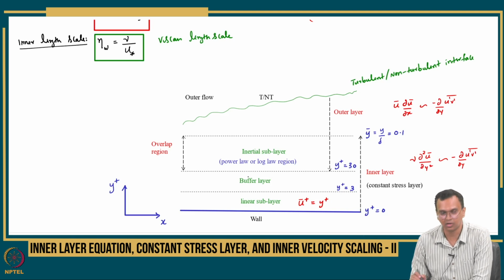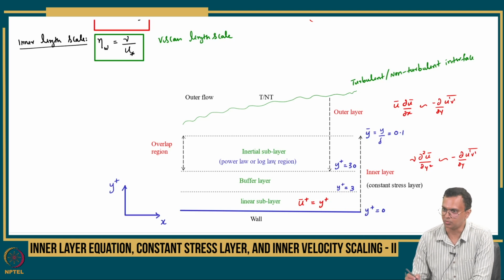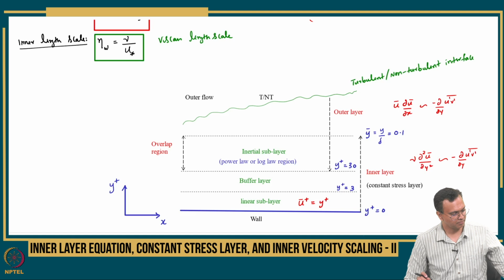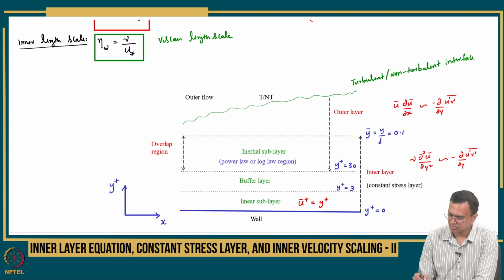So now we quickly take note of these three layers, that is linear sublayer, buffer layer and an inertial sublayer. This inertial sublayer, or this overlap zone, also has a name, which is, some people call it power law zone or a log law zone. So there is a logarithmic law. What is this logarithmic law or power law? We want to relate this u bar in a logarithmic of y plus or a power law of y plus. That is what they want to do, right? So in an inertial sublayer, or this overlap zone, it is called inertial sublayer because inertial terms are dominant here compared to the viscous terms.